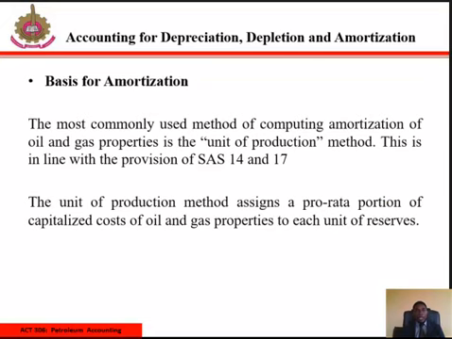Now, if we are looking at accounting treatment for depreciation, depletion and amortization, we are using the basis for amortization. Now, we are picking it one after the other. Basis for amortization. The most commonly used method of computing amortization of oil and gas property is the unit of production method. That is, in line with the provision of SAS 14 and 17 standard. The unit of production method assigns a pro rata portion of capitalized cost of oil and gas properties to each unit of reserves.